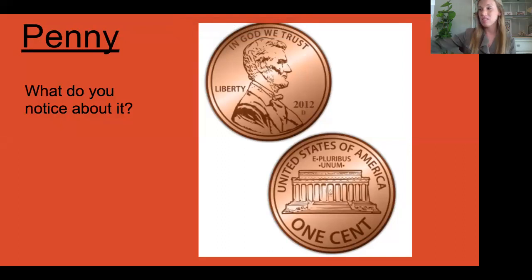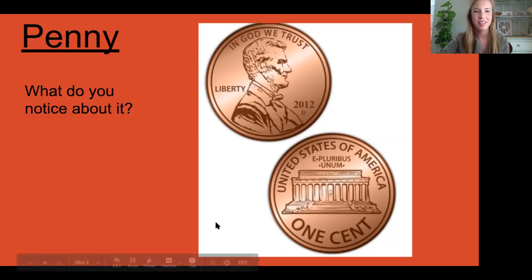All right, I noticed that the penny is fairly small, fairly light. It is a copper color or a brown color. On the front, we have Abraham Lincoln's head, and on the back, we have the Lincoln Memorial, which is where he is memorialized in Washington, D.C. The penny is worth 1 cent, so it is the smallest value of all of the coins, which means it just is the smallest amount that it's worth. 1 cent, and that is all.